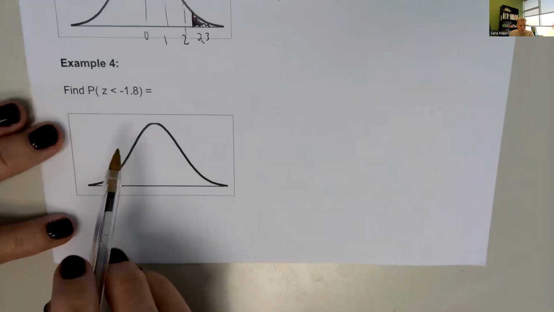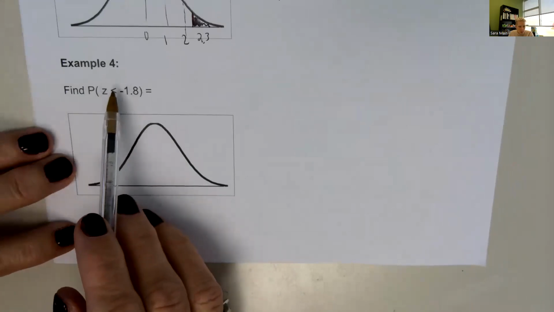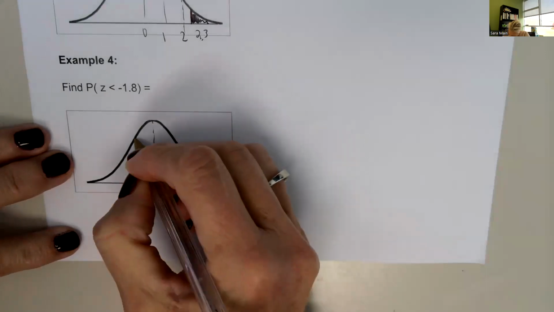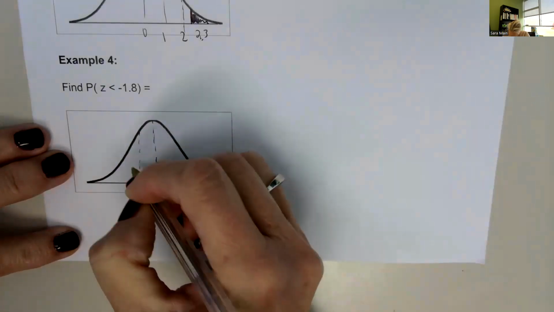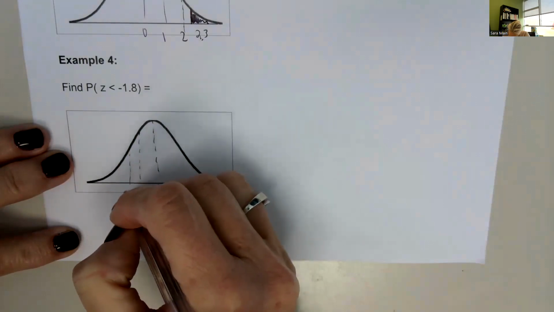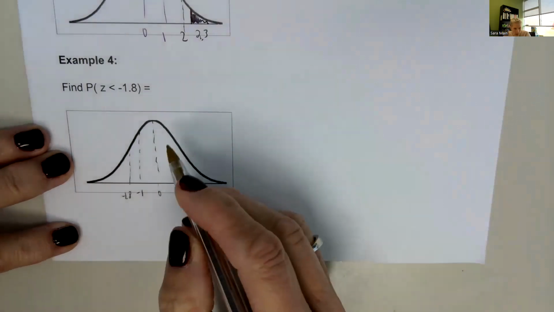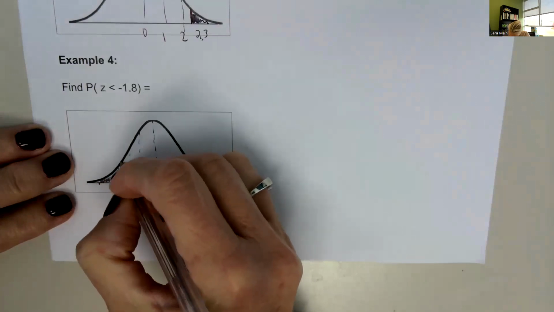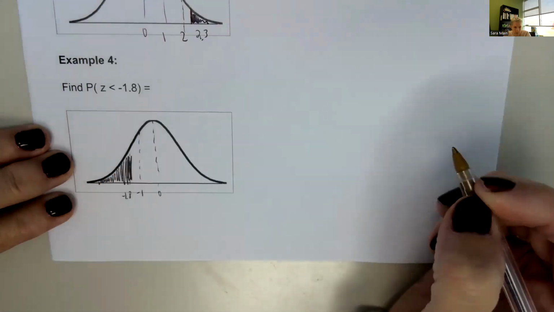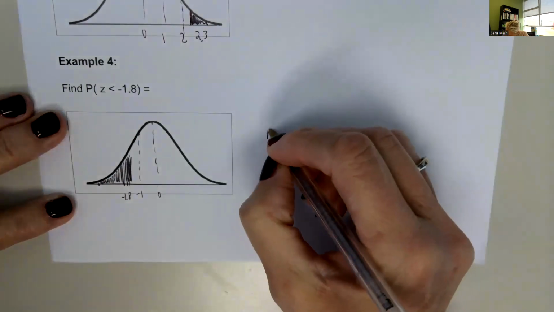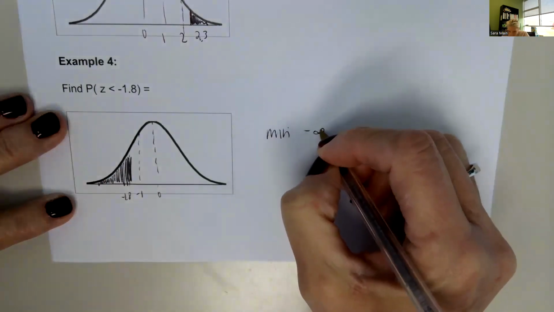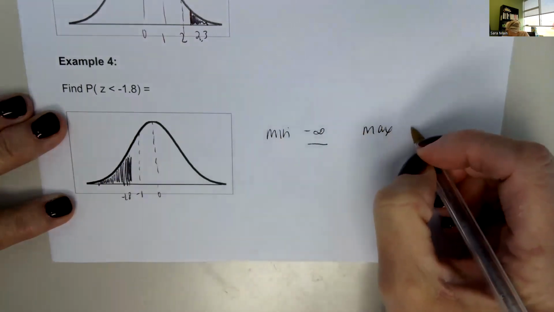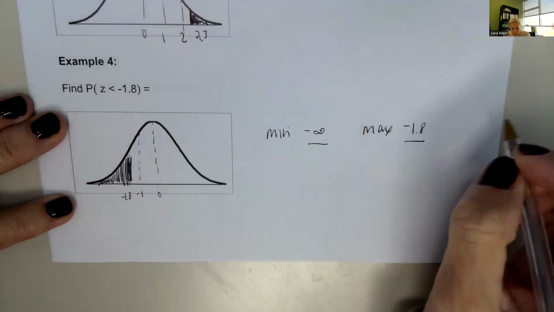Okay, let's look at the next one. What is the probability that a z-score will be less than a -1.8? So again, there's my 0, there's my -1. And so I'm going to say -1.8 is out here. And it says less than a -1.8, so that means we're shading to the left. And so this time my min is going to be the negative infinity, and my max will be the -1.8.